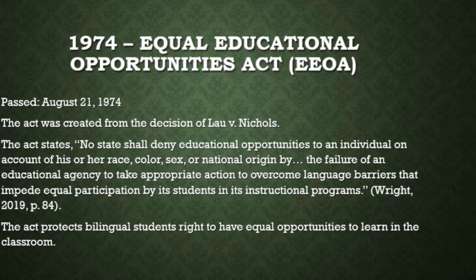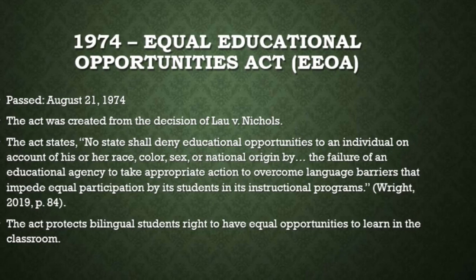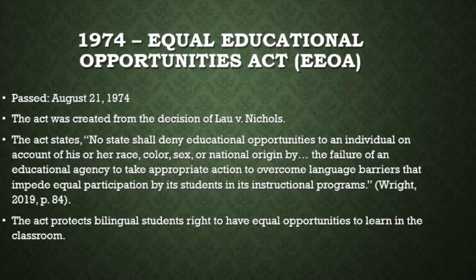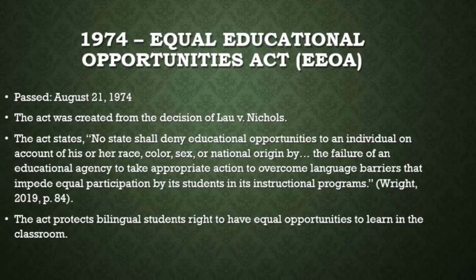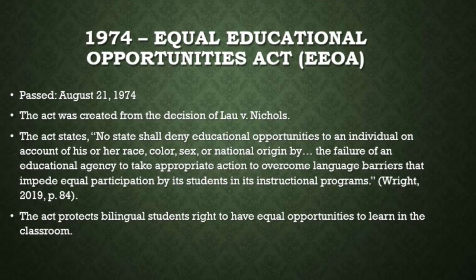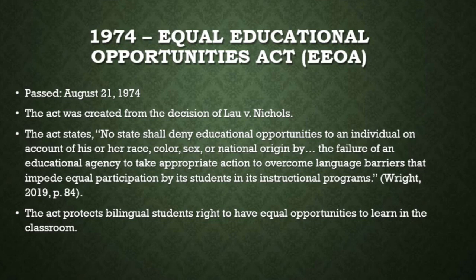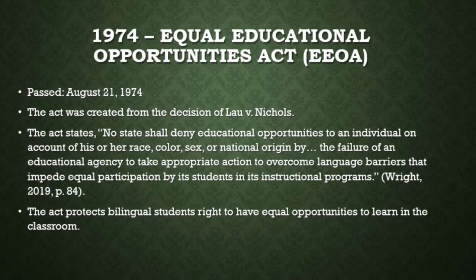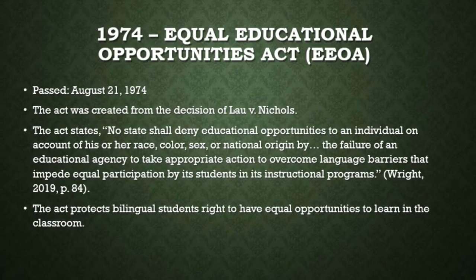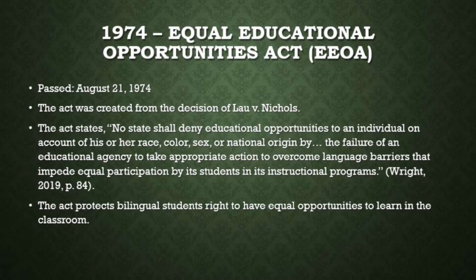The next piece of legislation we look at is also in 1974, the Equal Education Opportunities Act. It was passed on August 21, 1974. The act was created from the decision of Lau v. Nichols. The act states, "No state shall deny educational opportunities to an individual on account of his or her race, color, sex, or national origin. The failure of an educational agency to take appropriate action to overcome language barriers that impede equal participation by its students in its instructional programs." The Act protects bilingual students' rights to have equal opportunity to learn in the classroom.